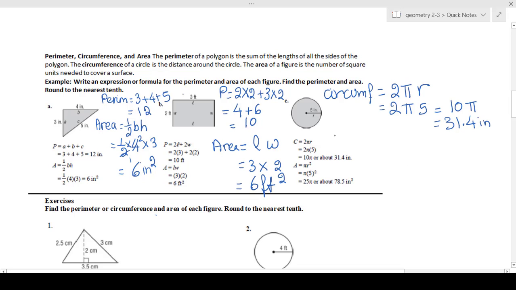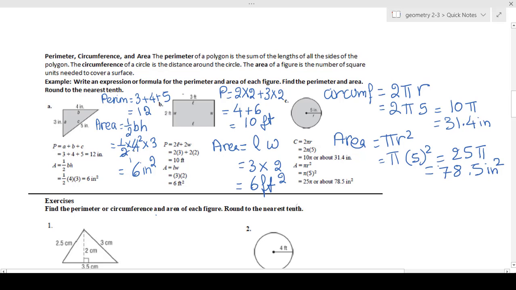Now, the area is equal to pi r squared. So my r here is 5. So this is equal to 25 pi, which is equal to nearly 78.5 inch squared. The circumference or the perimeter doesn't have a squared, it's only the basic unit, and the area must have the squared. Okay, so this is feet still, and this is inch, and that's it.